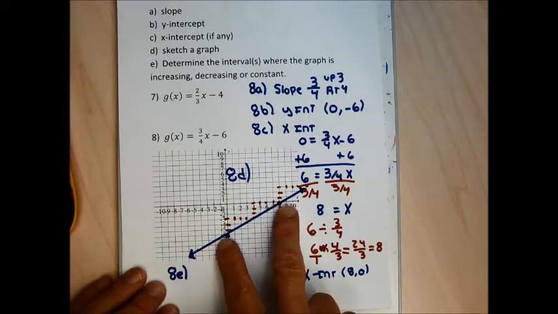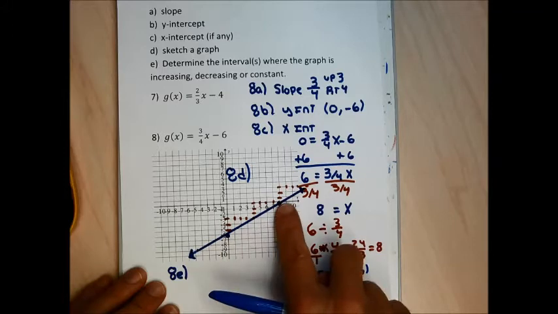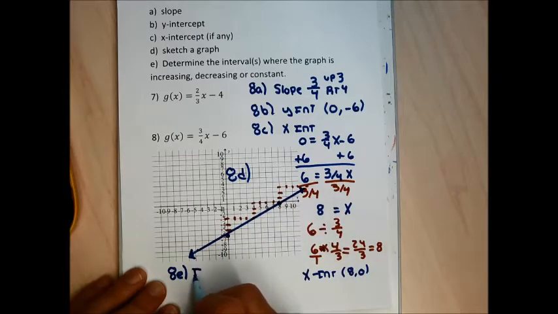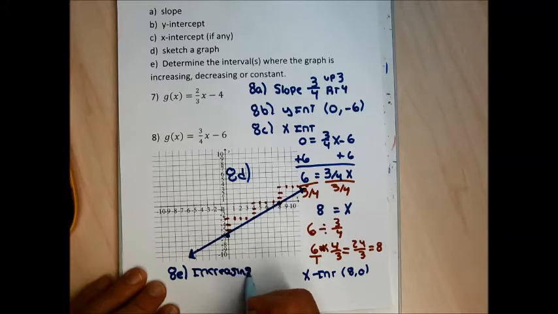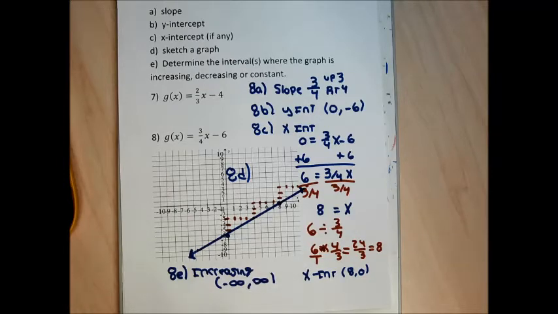This graph, because the slope is positive, as it goes from left to right, is going up. And so this graph is increasing everywhere in the interval from negative to positive infinity. It's never decreasing and it's never constant, and I'm not going to use the never in my answer.